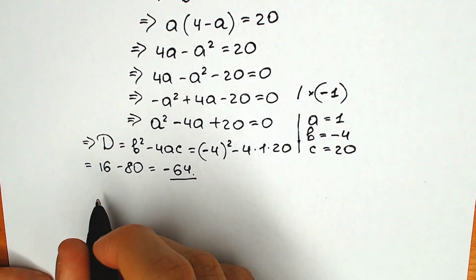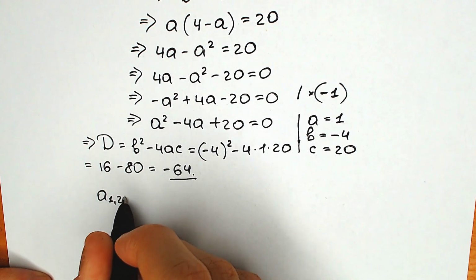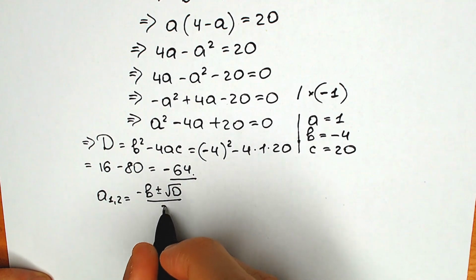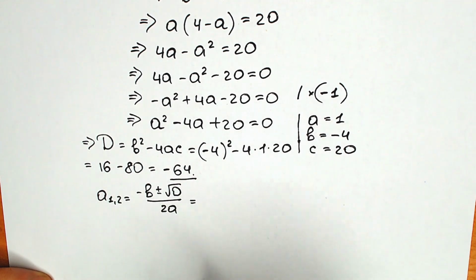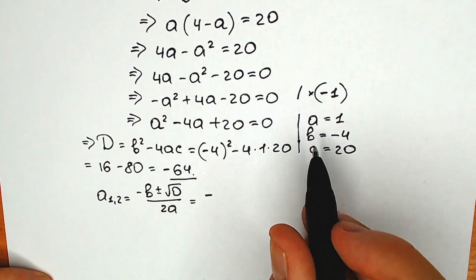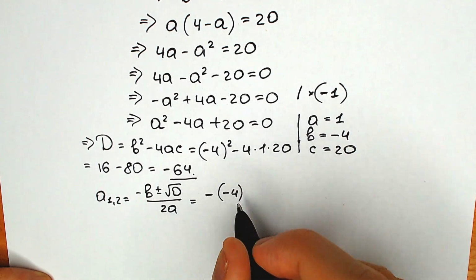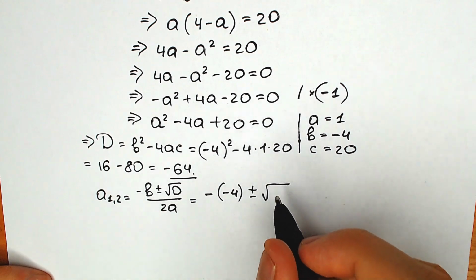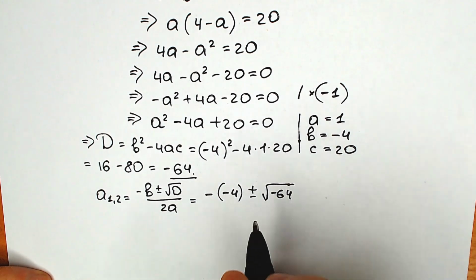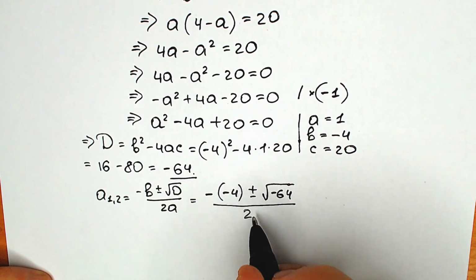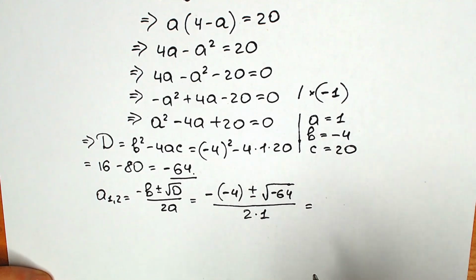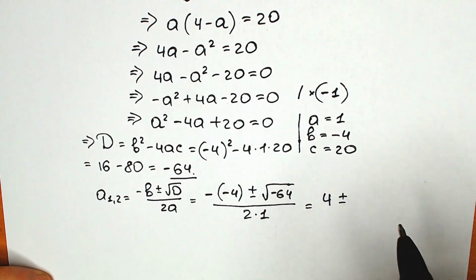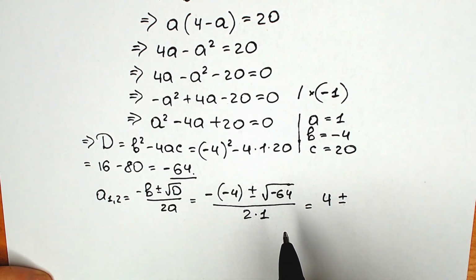Everyone needs to know this formula. So a first and second equal minus b plus minus square root of discriminant, all over 2a. We have minus b equal to minus minus 4, plus minus the square root of minus 64, and we divide the whole thing by 2a, which is 2 times 1. Right now let's simplify this real quick. Minus minus is plus, so as a result we have 4 plus minus the square root of minus 64. We can easily simplify this.